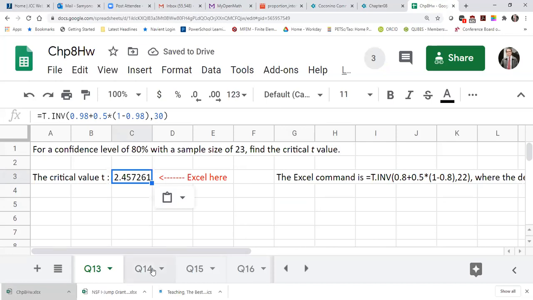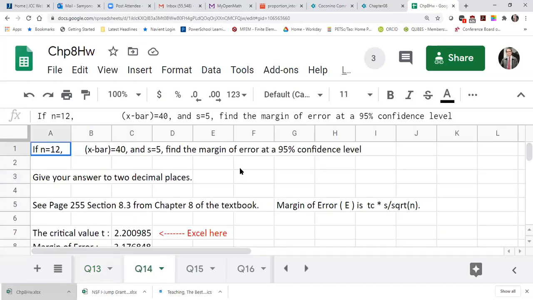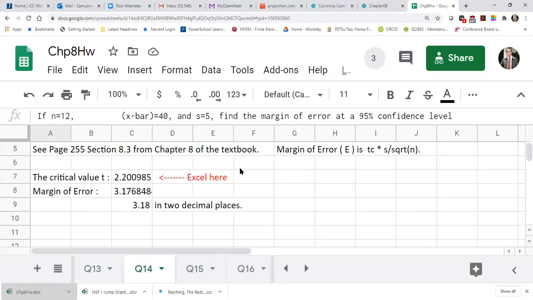Okay, so let's go to the next one. I give you the formula here, you can see on page 25, section 8.5.3 from the chapter 8 textbook. Margin of error is this one, the TC times S divided by the square root of n.